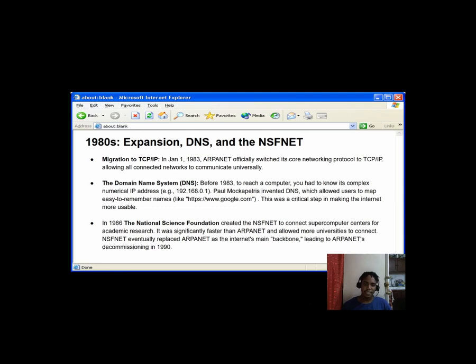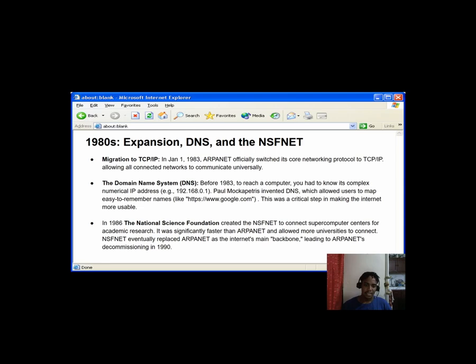1980s expansion, DNS and NSFNet. One, migration to TCP/IP. On January 1st, 1983, ARPANET officially switched its core networking protocol to TCP/IP, allowing all connected networks to communicate universally.